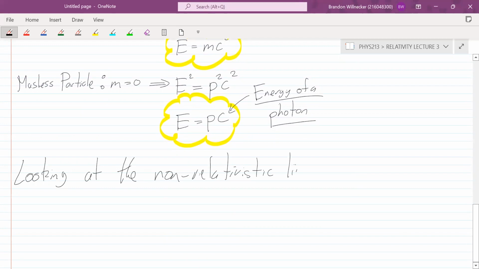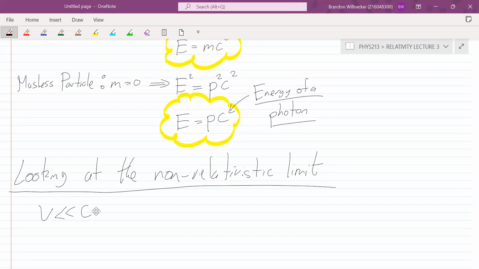Relativistic limits. There are two ways to look at this non-relativistic limit. Both ways are mathematically the same, however you want to think about it. Either we can say that v is much less than the speed of light. You've got some velocity that is much less than the speed of light, which in everyday situations is true, right? Your fastest car or fastest jet is nowhere close to the speed of light.